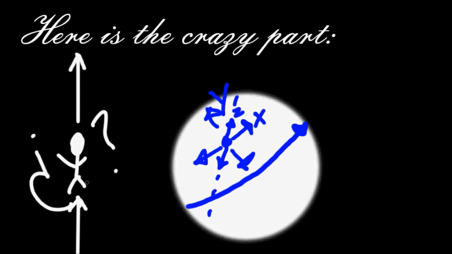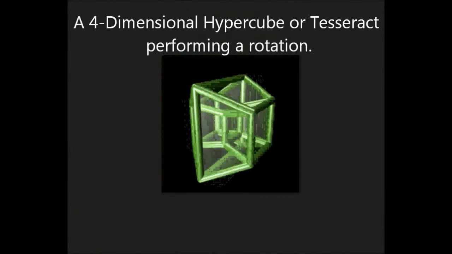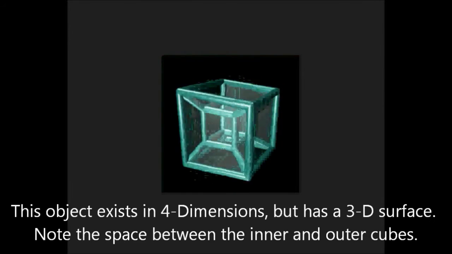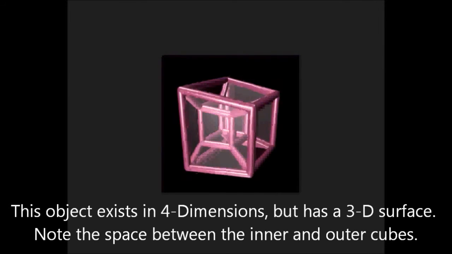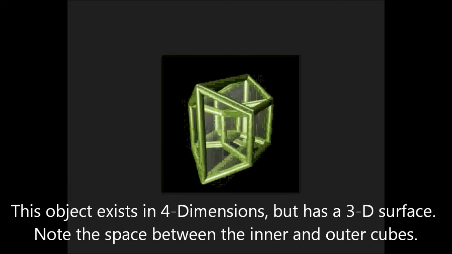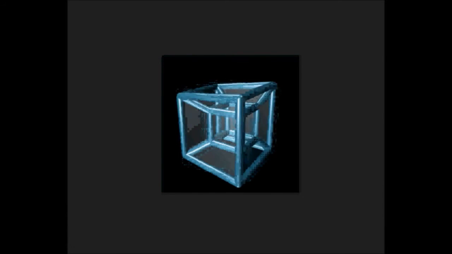Now, this may seem impossible in our three-dimensional universe, but I'd like to remind you, it is the 3D surface of a four-dimensional structure, similar to this hypercube, or tesseract as we call it. This object exists in four dimensions, but has a 3D surface. Note the space between the inner and outer cubes. Our universe is the space in between those two layers, and notice as the tesseract rotates, each point finds its way back to its origin.